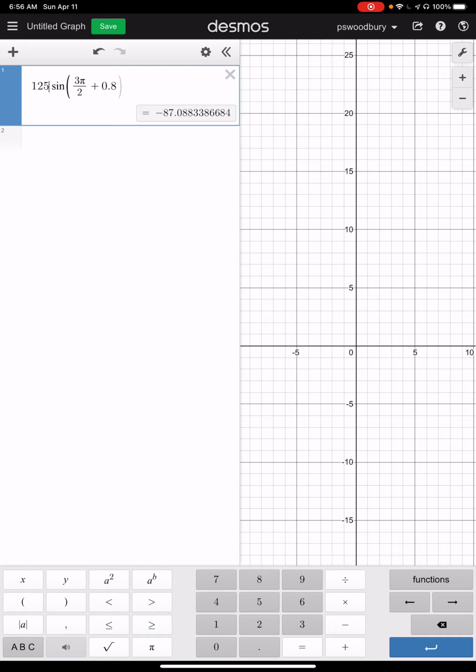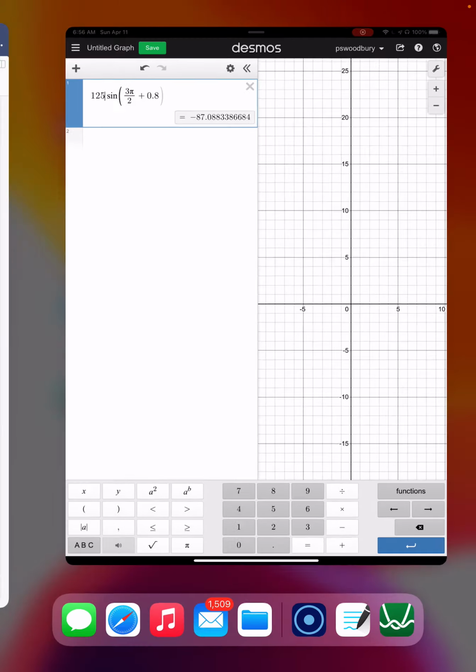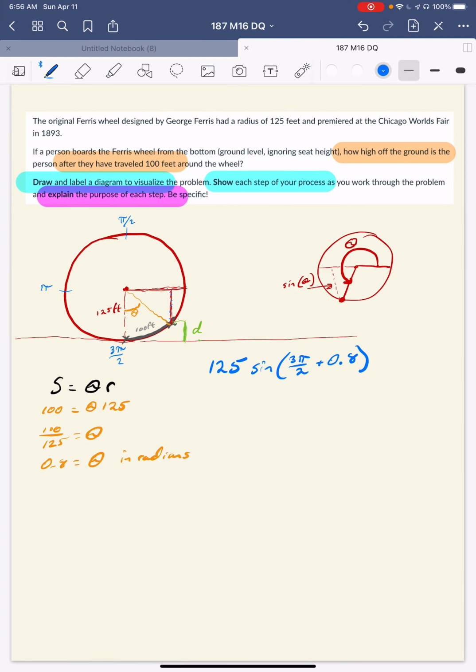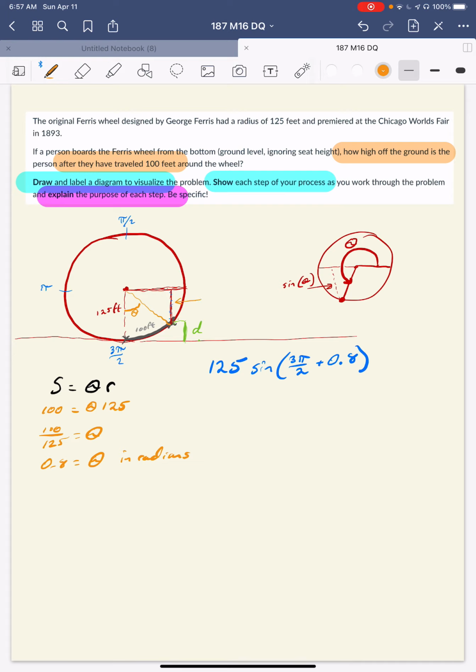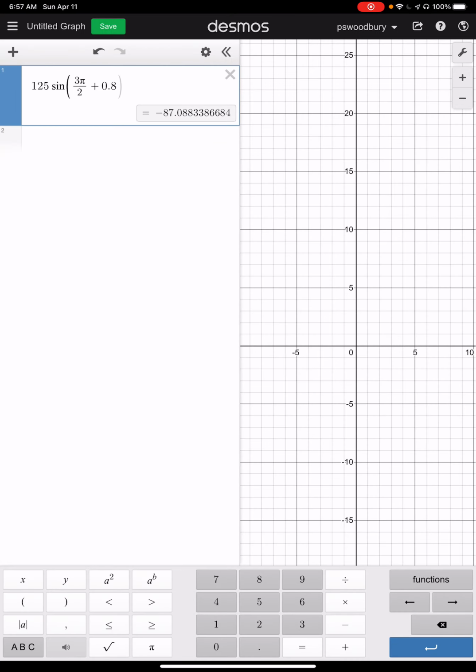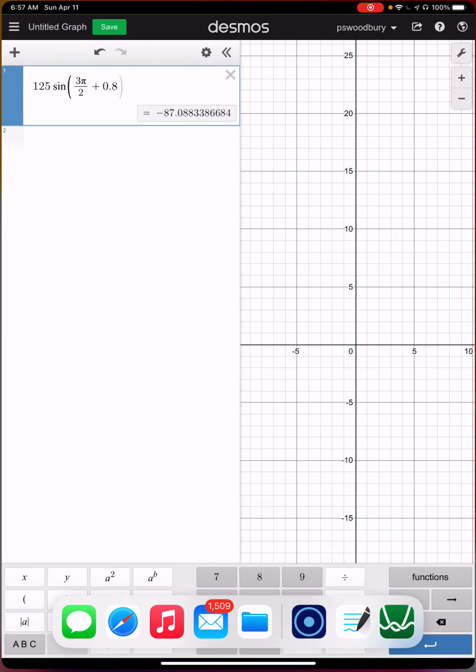And now it shows you that you are negative 87.08. And why is it negative 87? That is because, remember that we dropped down. That's why it's negative. So I'm going to go ahead and label this now. So this height right here from the horizontal axis down to that point where the rider is sitting is 87.09, let's say.